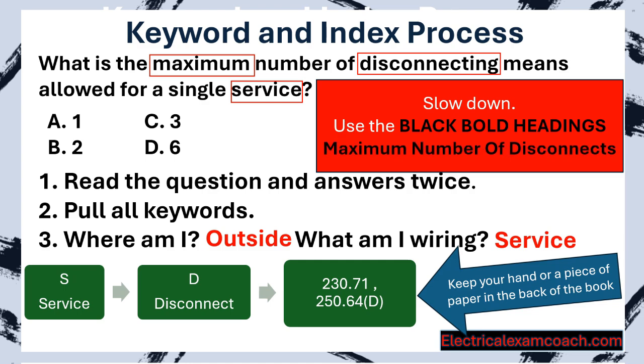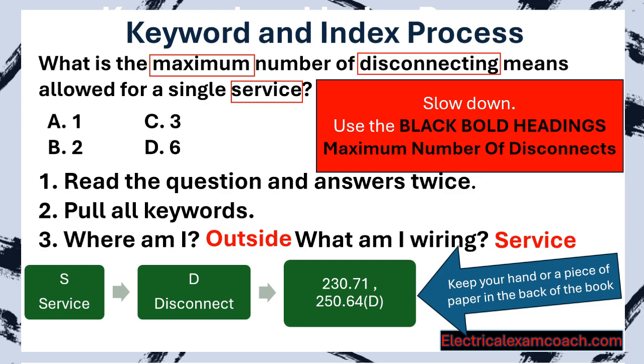And sure enough, when we get there, we notice that the black bold heading says maximum number of disconnects. We have multiple keywords here, so we're really going to slow down. And we're going to take our time and hone in on this. If you're in the 2017, when you read that paragraph there, you'll find your answer in the very first paragraph. If you're in the 2020 or the 2023, you're going to notice that you're going to have to go to the next black bold heading, and it has more keywords, and you'll find your answer inside of that paragraph.